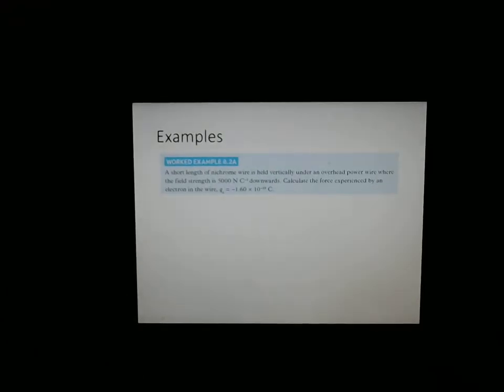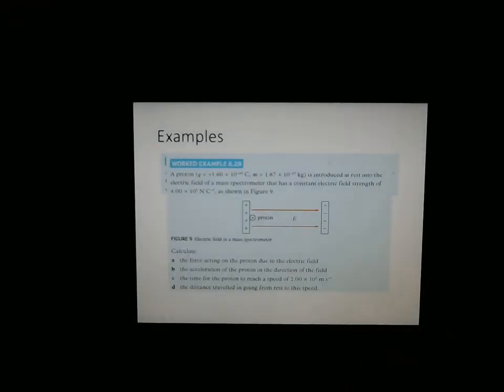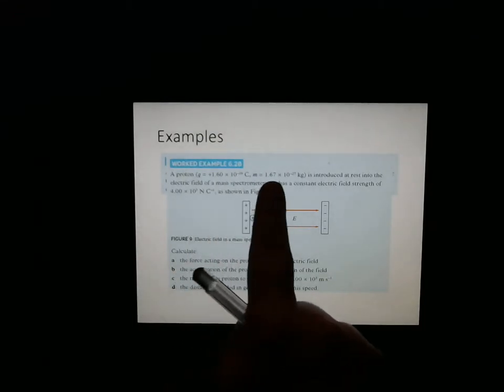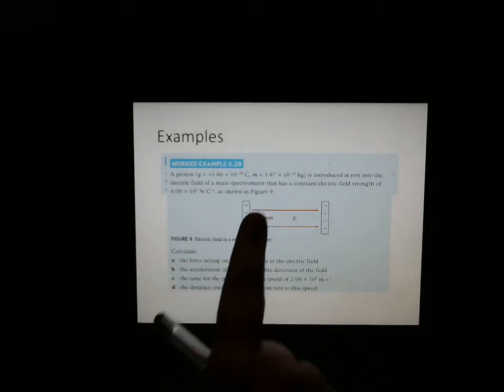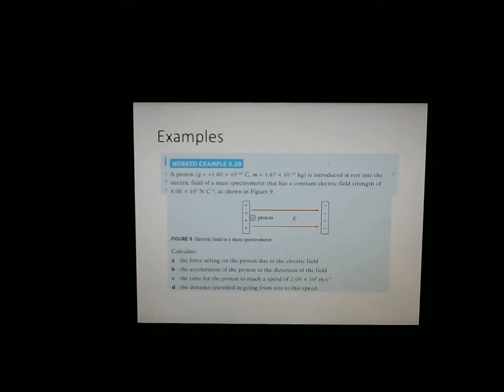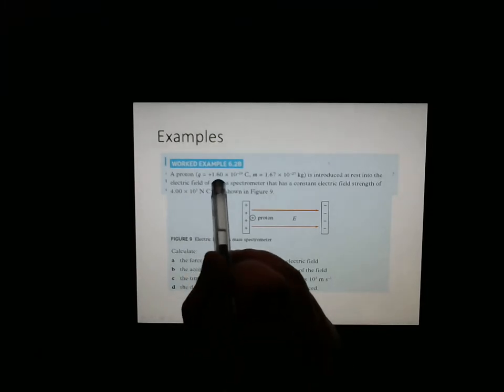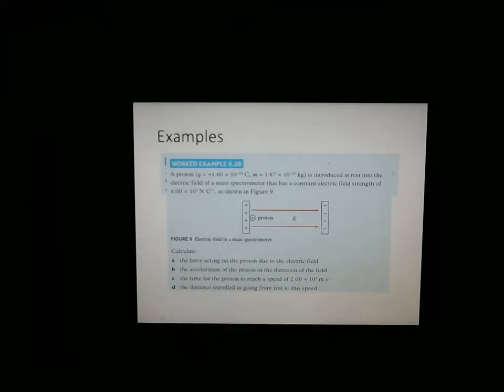Good. Now, this is our second worked example. We have a proton, we've got our charge there, and a mass is introduced. Both of these numbers, again, you'd be expected to realise that you could look them up in a textbook or in the formula booklet. The mass is provided to you in the constants, and you're expected to remember that the charge on a proton is exactly opposite the charge on an electron, and as I've already established, the charge on an electron is present in your formula booklet. It is introduced at rest into an electric field that has a constant field strength of 4 times 10 to the 3 newtons per coulomb.